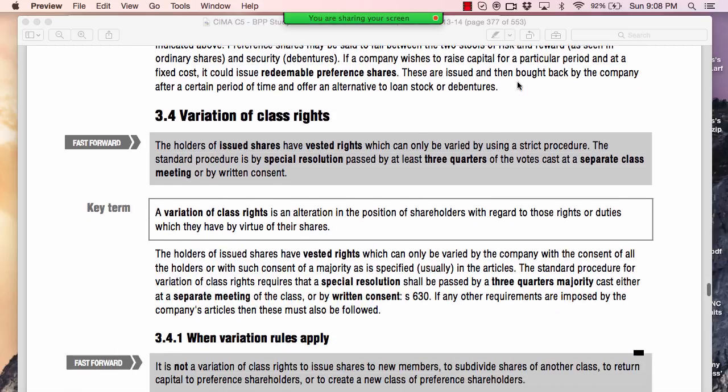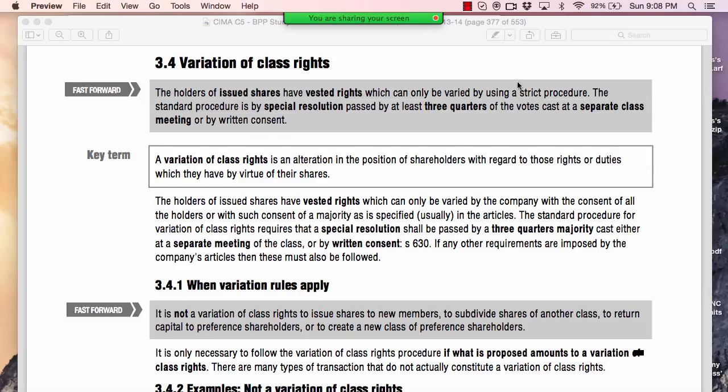Now we talk about variation of class rights, right? What does that mean? Is it what you told in the last sentence, that the company has different class types of shares for preference shareholders? So in this case, they have different rights based on the type of investor?